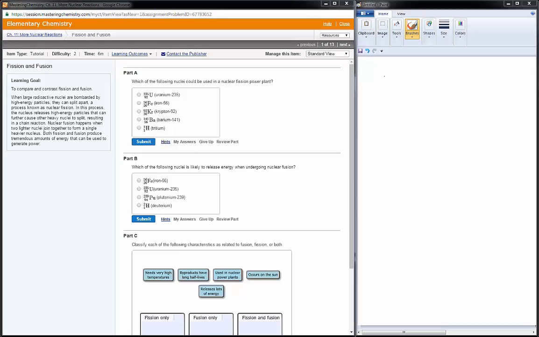Good morning. Today we're going over our second homework assignment for nuclear chemistry, and hopefully you'll find that this one is just as easy as the last one that we did.